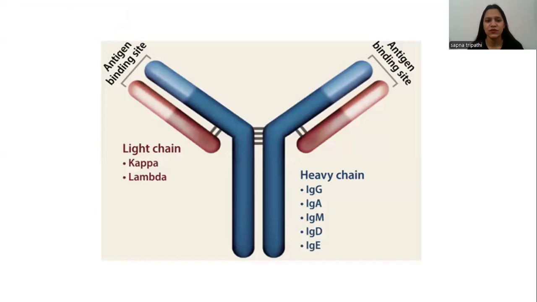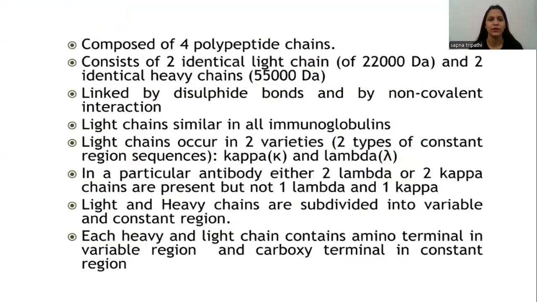This is the structure of immunoglobulin. This is a Y-shaped structure. It is composed of 4 polypeptide chains, which consist of 2 identical light chains and 2 identical heavy chains. These chains are linked by disulfide bonds and by non-covalent interaction.